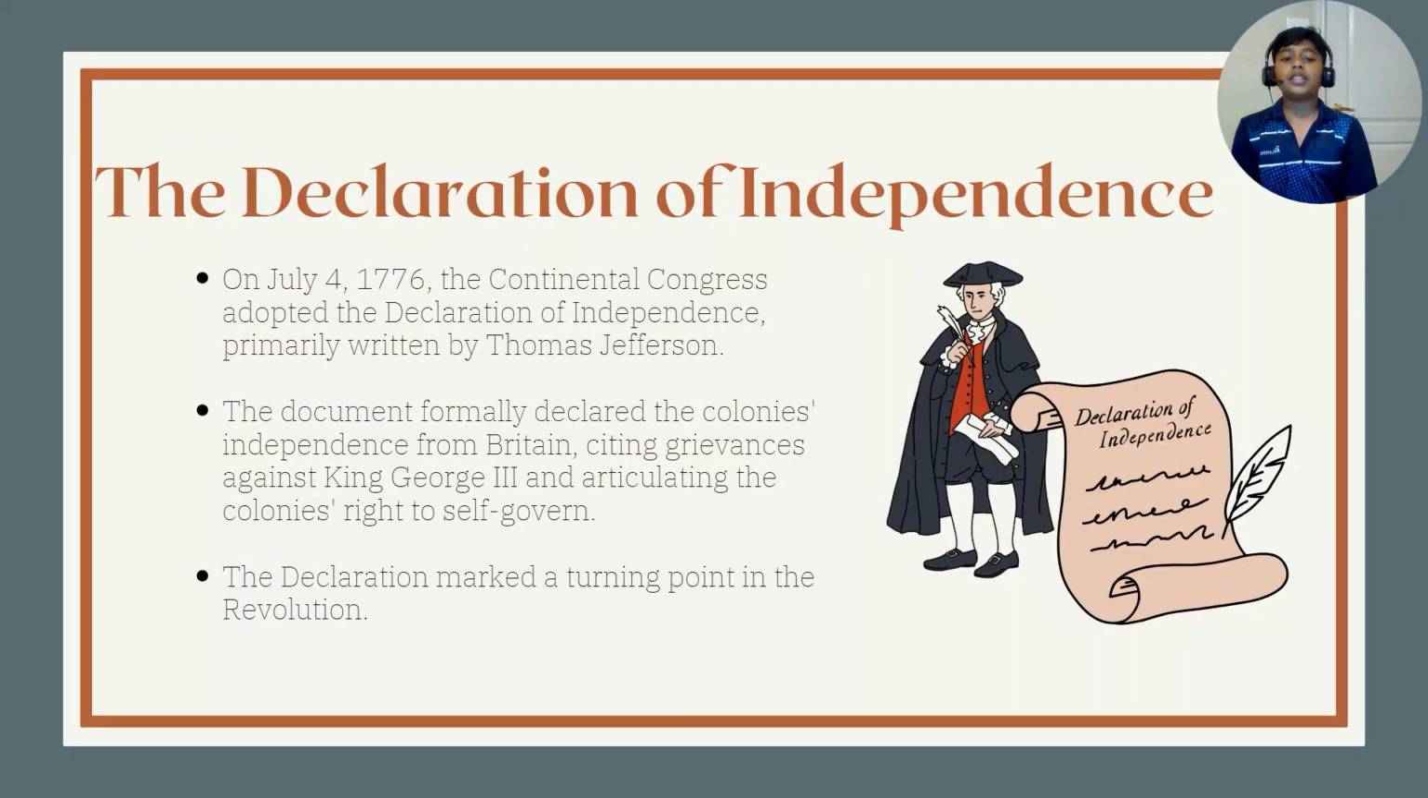The Declaration of Independence. On July 4th, 1776, the Continental Congress adopted the Declaration of Independence, primarily written by Thomas Jefferson, who, as we know, is the third president of the United States. The document formally declared the colonies independent from Britain, citing grievances against King George III and articulating the colonies' right to self-govern. The Declaration marked a turning point in the Revolution.